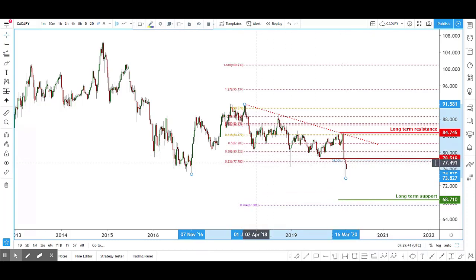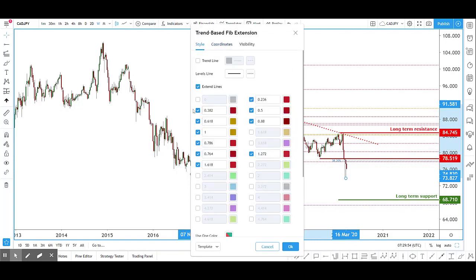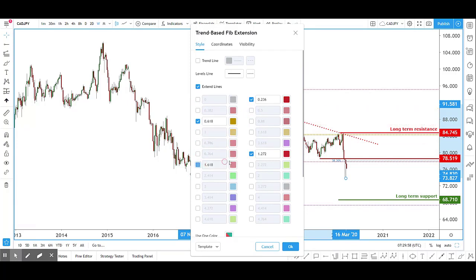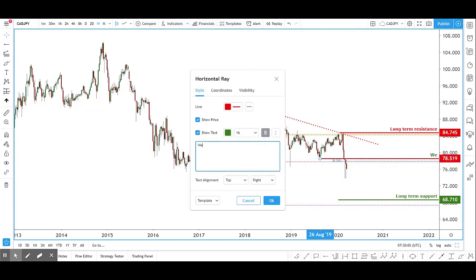Interesting to note, the 23.6 is at the same level here as the 38.2, and also the extension for the 61.8 is also our retracement of the 61.8 here. Alright, so I'll just highlight these two levels, both the 23.6 and the 61.8. Okay, so now I have my weekly.